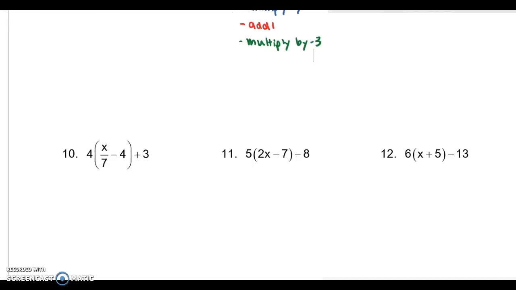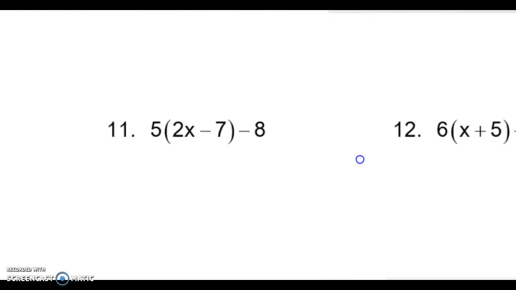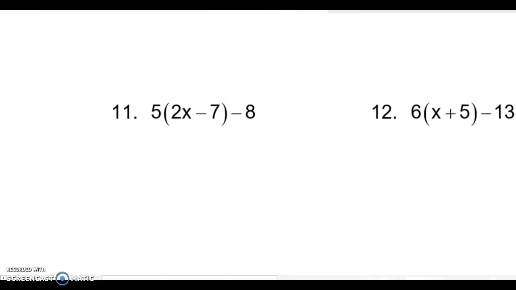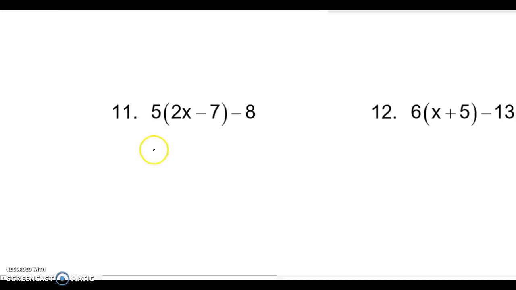And let's look at one more of this type. Then we'll talk about how we reverse it. So looking at number 11, we start on the inside of the parentheses. I'm looking at my x, which is right here. It looks like I'm multiplying by 2. And then after I multiply by 2, I'm going to subtract 7.